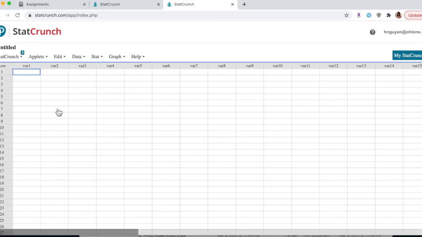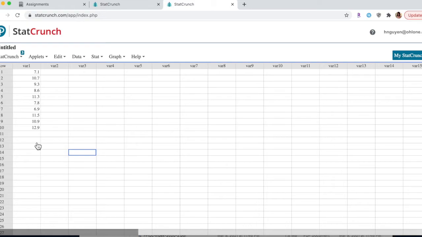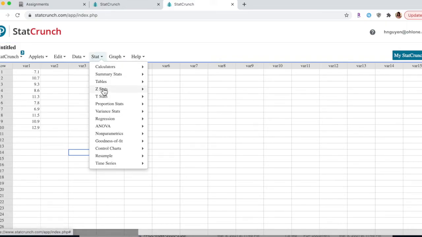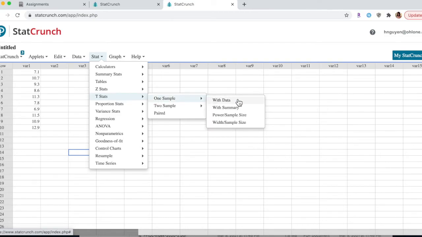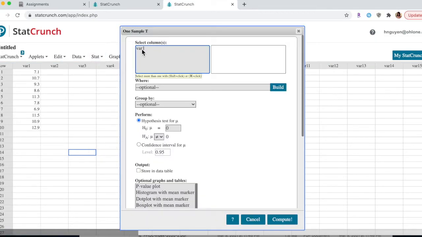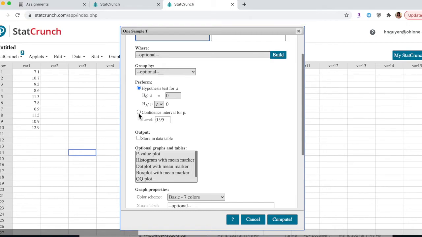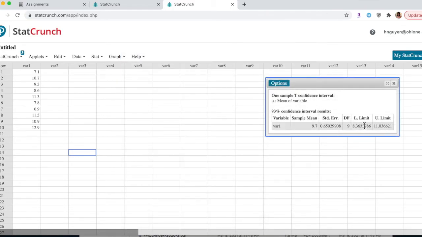I'm given the original data, so I need to enter the original data into StatCrunch before I start calculating. These are my data values, and I want to construct a confidence interval for the population mean from these data values. Stat, T Stats, One Sample, With Data. This is the column where I saved my data values. I'm going to choose it. Down here, I select the confidence interval and change the level to 93%. This is my lower limit, and this is my upper limit.